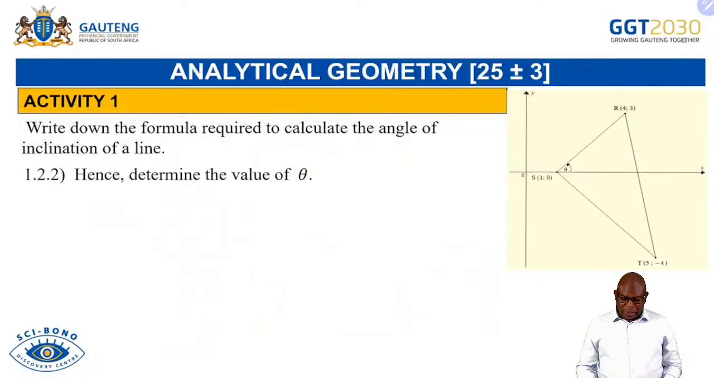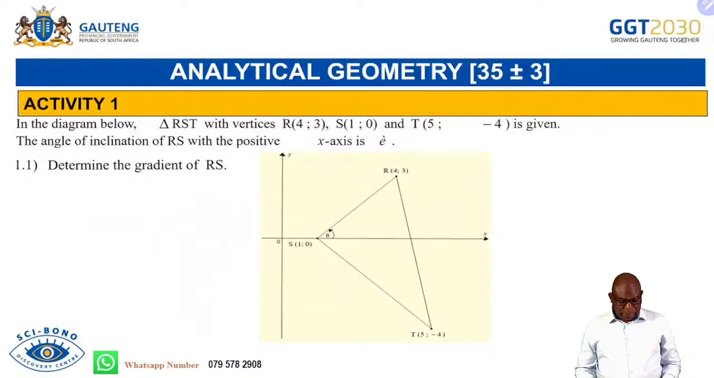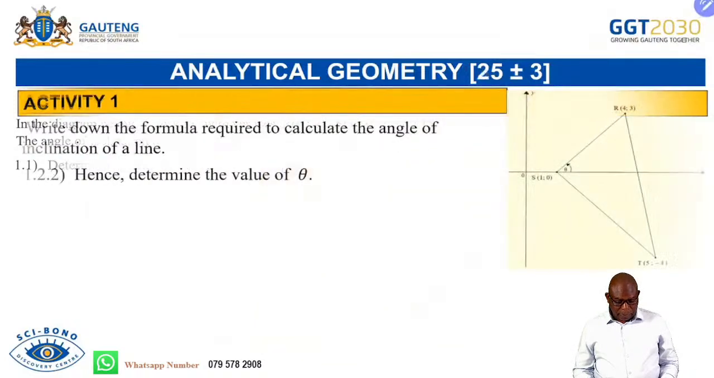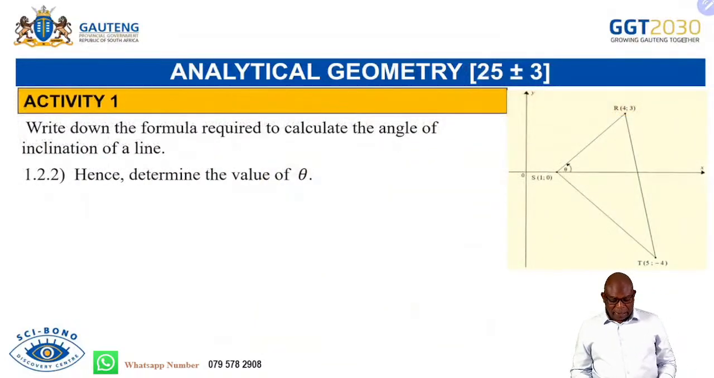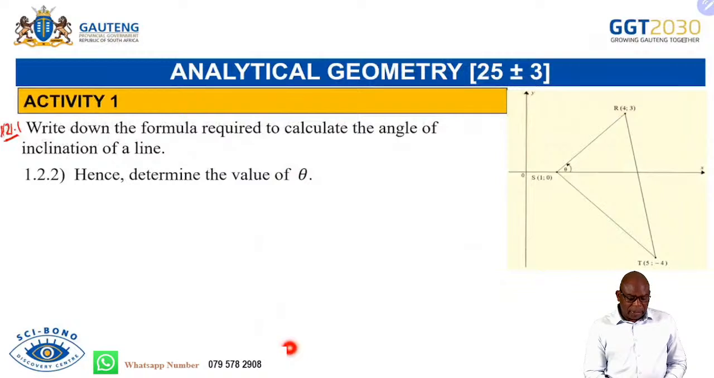Right. Now, the next question here wants us to determine the formula for the tangent, which is not there, so I'm going to be putting it in there. So it's 1.2.1. Right. In 1.2.1, the first question will be: write down the formula required to calculate the angle of inclination of a line.